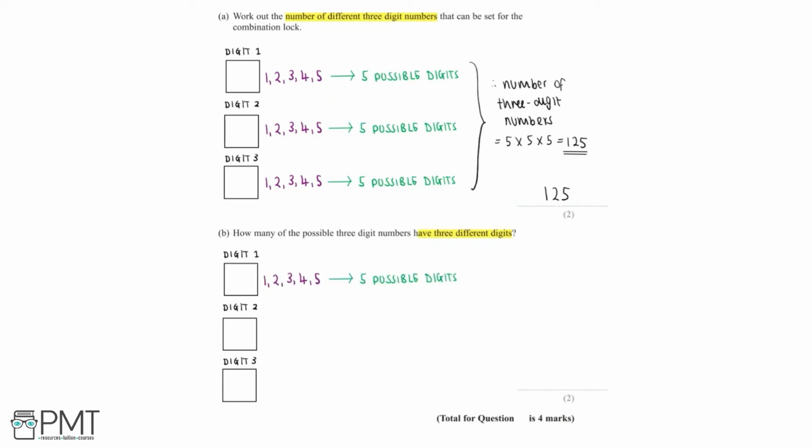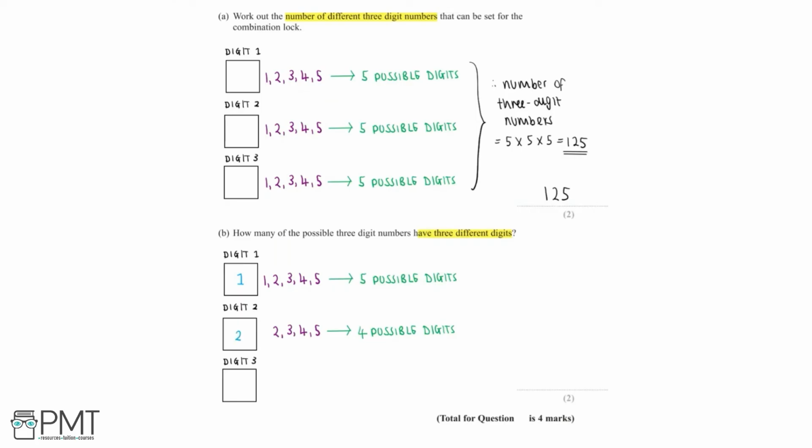But now let's imagine that we choose digit 1 to be the number 1. We know that the second digit cannot be 1, because all 3 digits need to be different. And so the possible numbers for digit 2 would have to be 2, 3, 4, and 5, which means that for digit 2, there are only 4 possible numbers. Well, now let's imagine that we choose the number 2 to be the second digit.